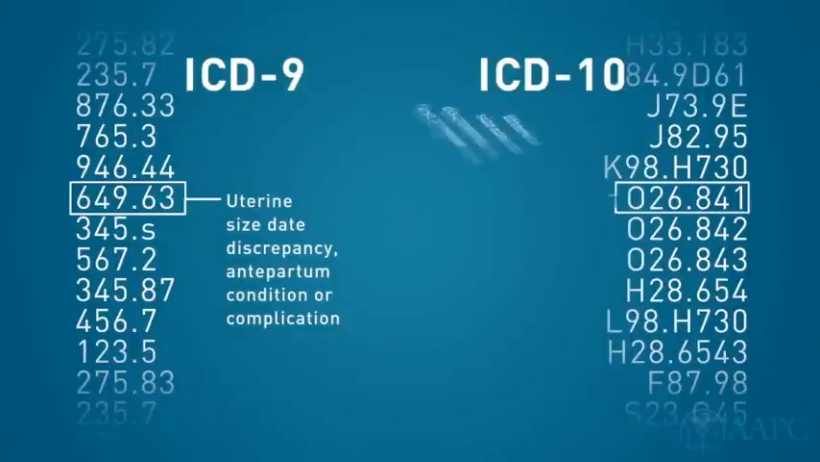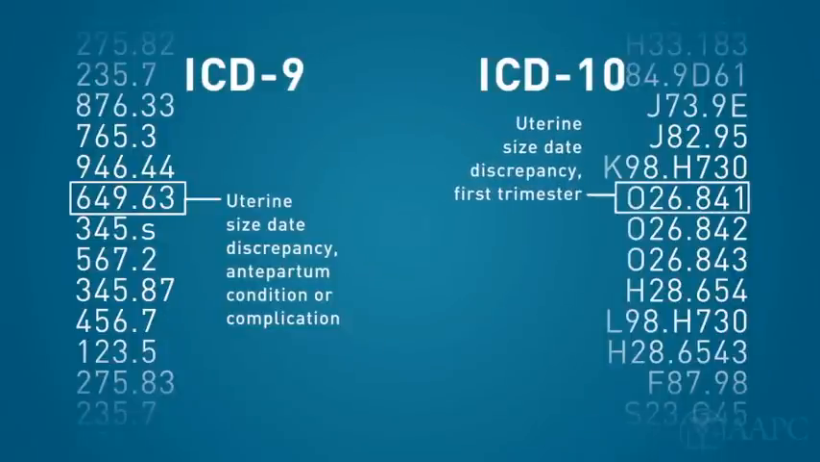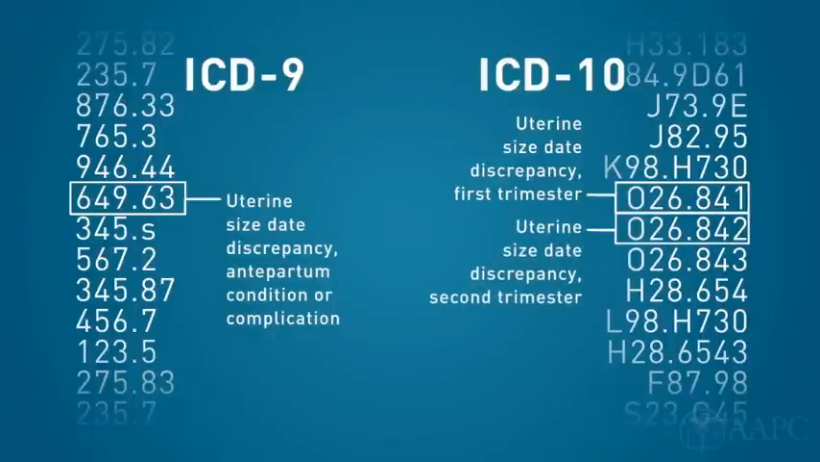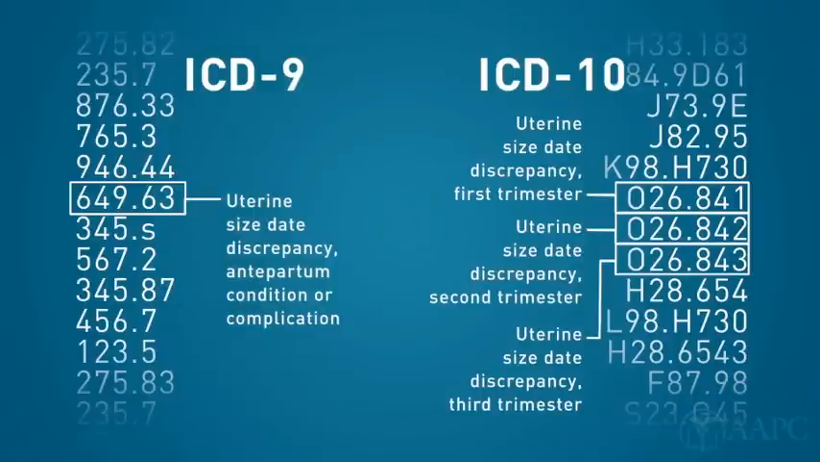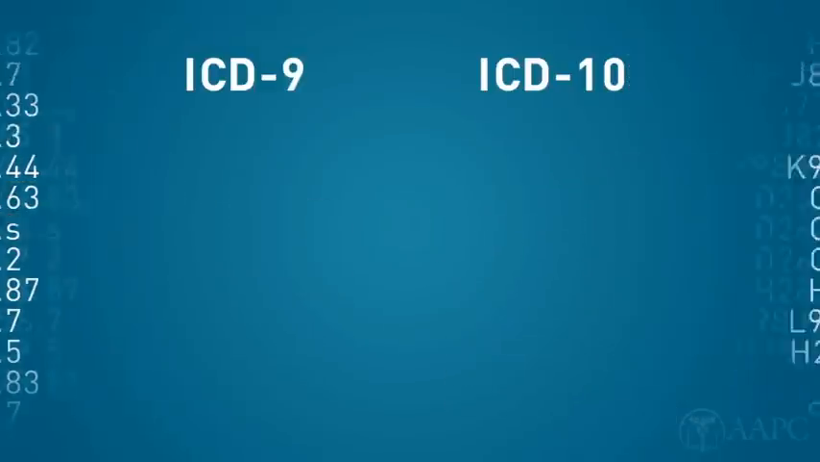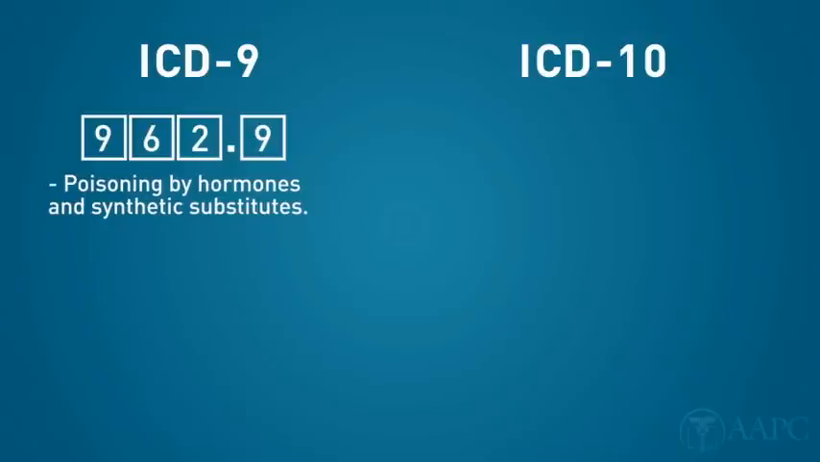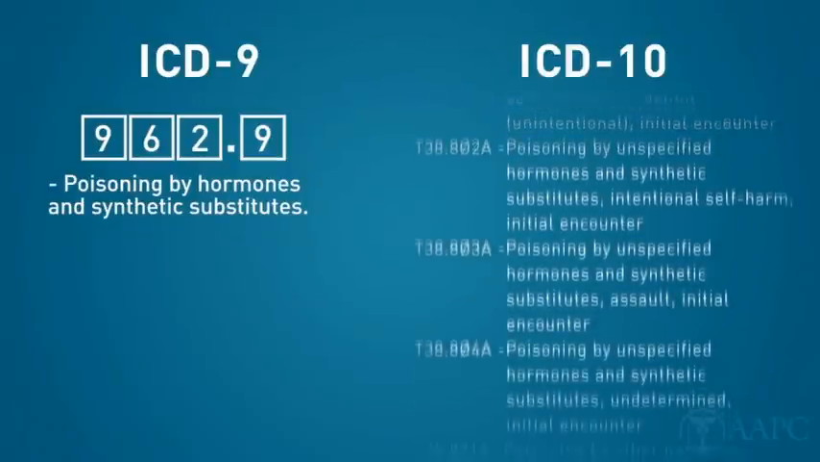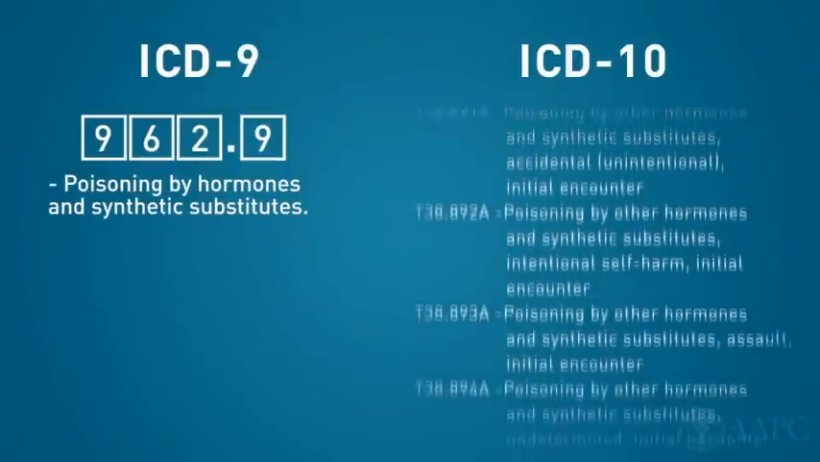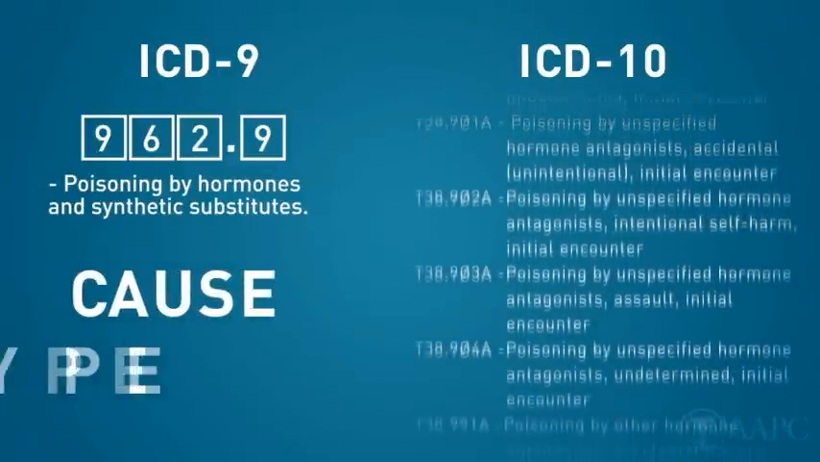There are 3 options: O26.841, uterine size date discrepancy, first trimester; O26.842, uterine size date discrepancy, second trimester; and O26.843, uterine size date discrepancy, third trimester. Some codes require significantly more specificity and map into many more ICD-10-CM code set selections. For example, the ICD-9-CM code 962.9, poisoning by hormones and synthetic substitutes, has 16 corresponding ICD-10-CM codes, requiring information about both the cause of the poisoning and the type of encounter.